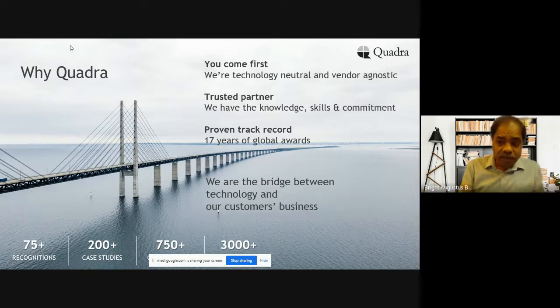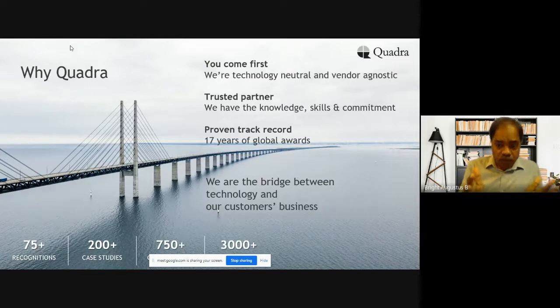So we are here to present ourselves as a knowledge superior partner with all skills that we have been gaining over the past 21 years we have been in business, and the commitment that we have been showing to every engagement with our customers. We want to become your trusted partners. We have a proven track record of 17 years of global awards. Even this year, one of the leading global OEMs, technology service providers, cloud service providers, they recognized us with awards on the global stage. That speaks louder than anything else.